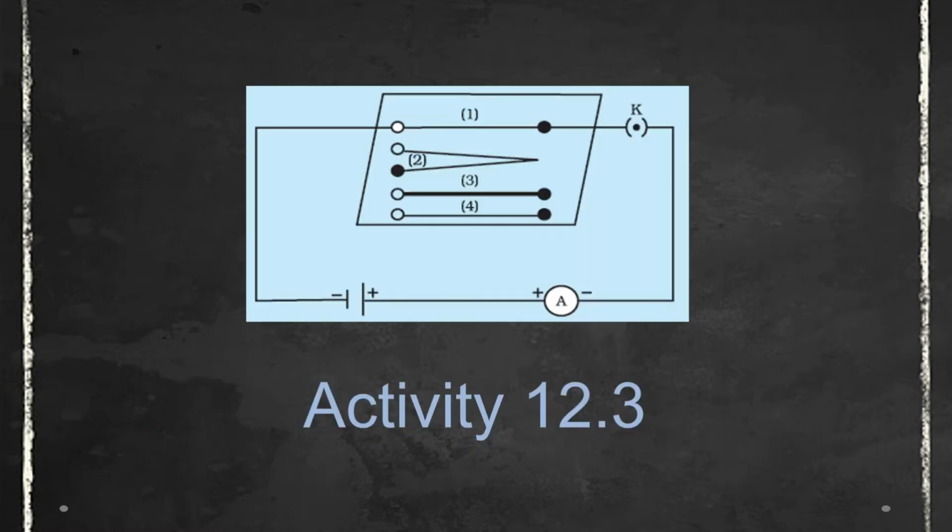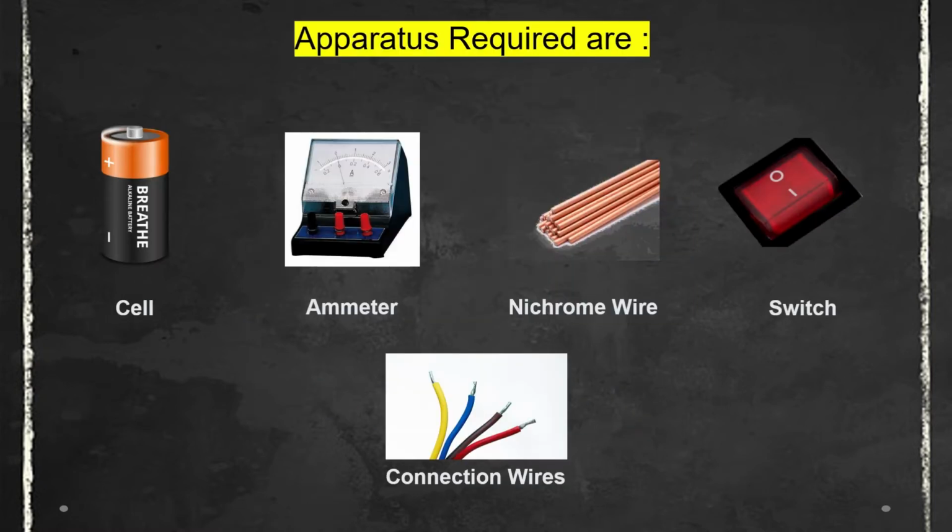To discuss the factors on which the resistance of a conductor depends, we will take the help of an activity, which is Activity 12.3. The apparatus required for this activity are a cell, an ammeter, nichrome wire of different size and length, a switch or plug key, and connection wires.